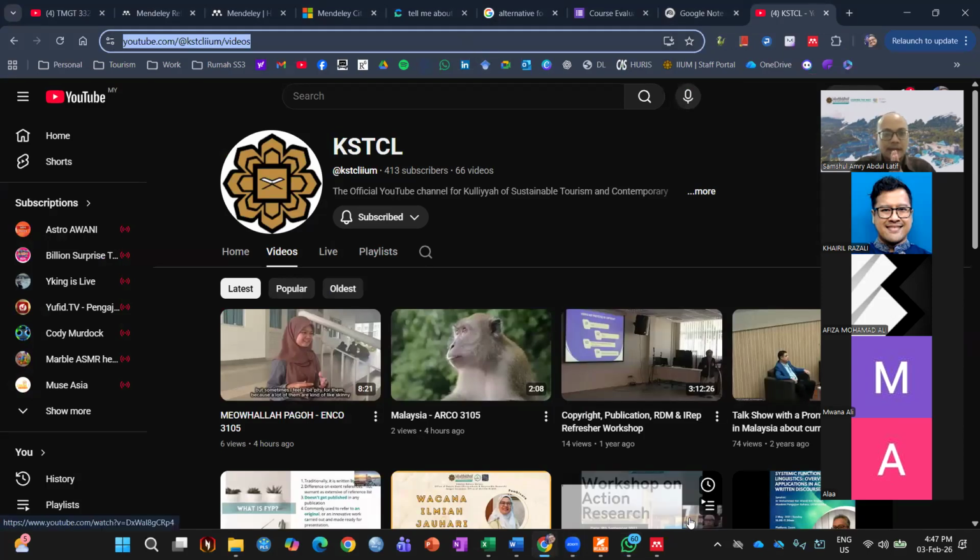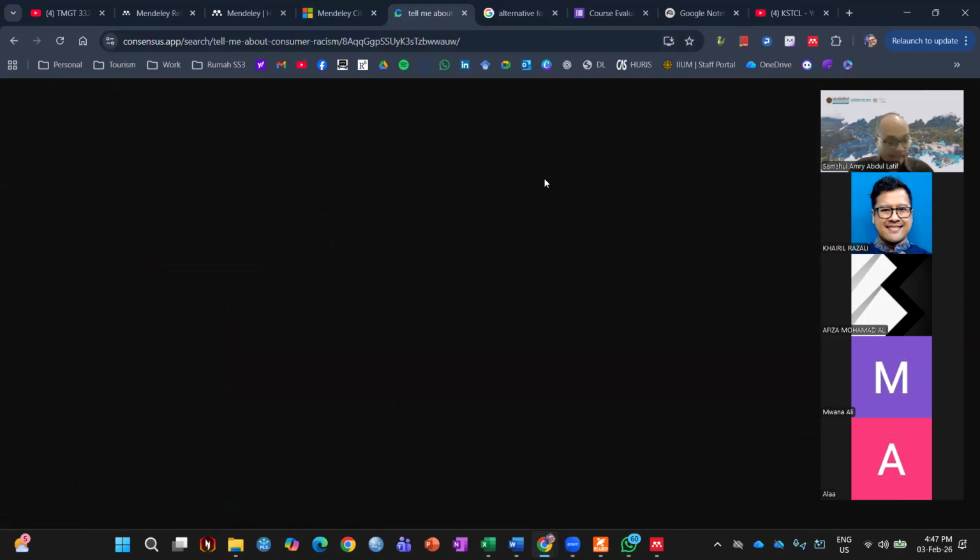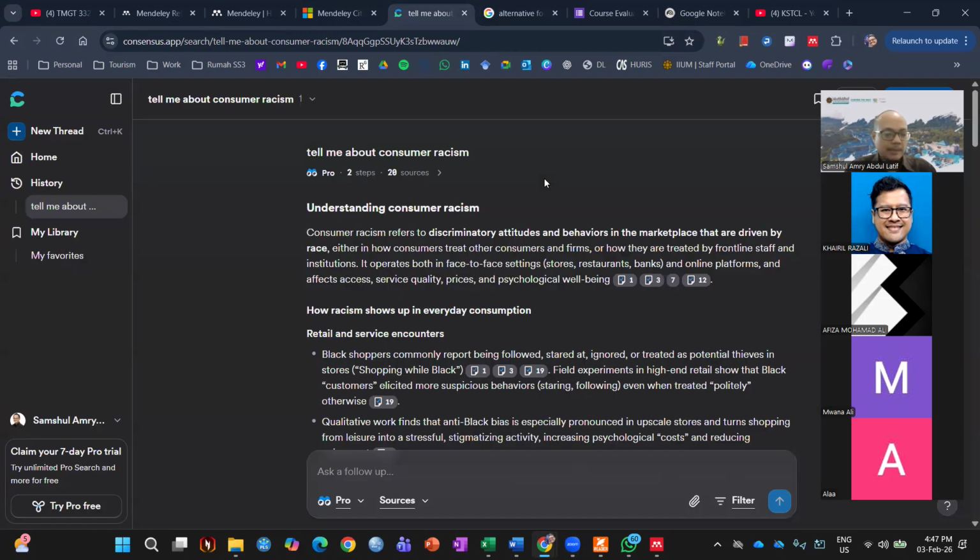Okay, first of all, I'll just go through very quickly on Consensus. Consensus is basically an AI which is very similar to many AI. However, there are some differences. Consensus is focused on academic work, so the references that you get are based on authentic or real papers, not made-up papers. So this is how Consensus looks like.